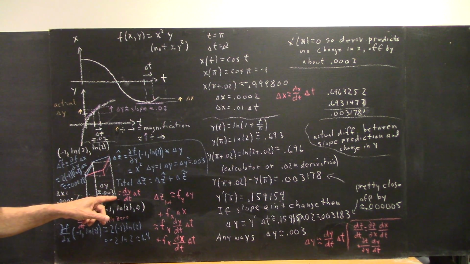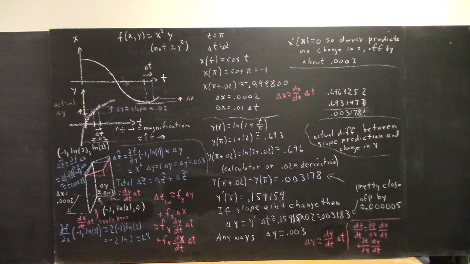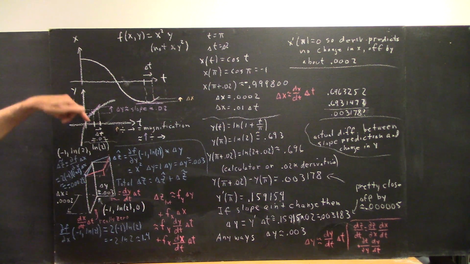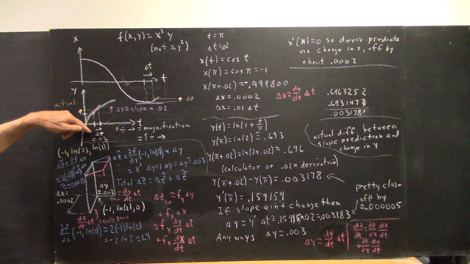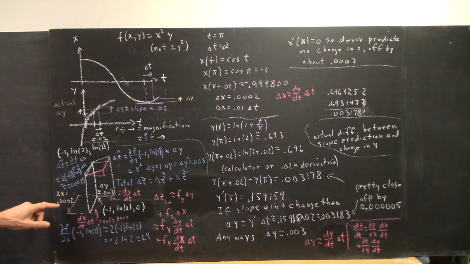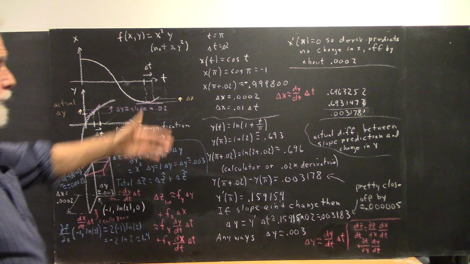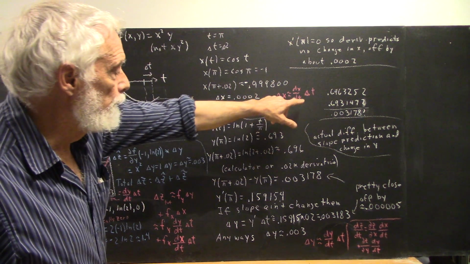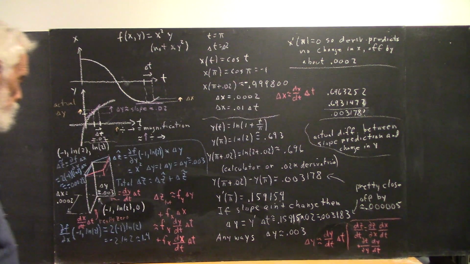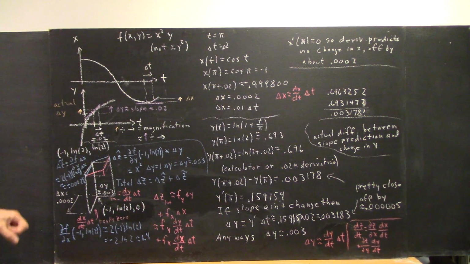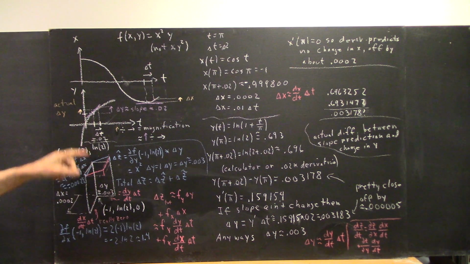In any case, we have a change in y due to this change. We have a change in x due to the change 0.02. Now I'm using the actual change in x here, at least rounded to one significant figure, rather than the change that would be predicted based on the derivative, which would be 0 for the reasons I have already explained. So we have this picture.